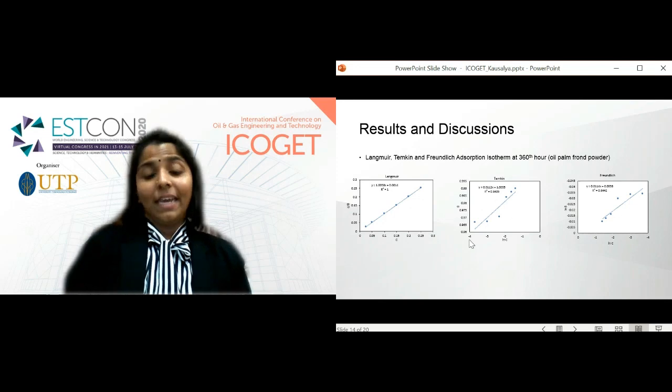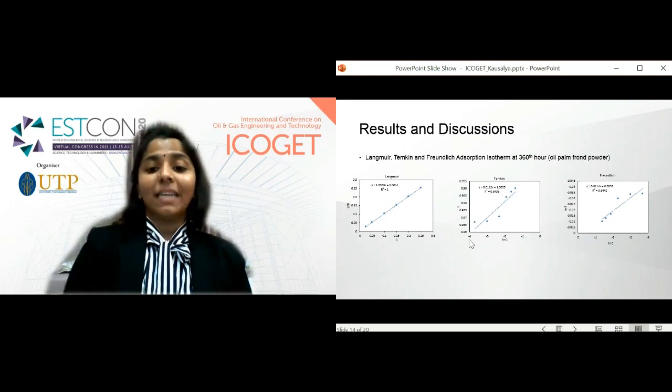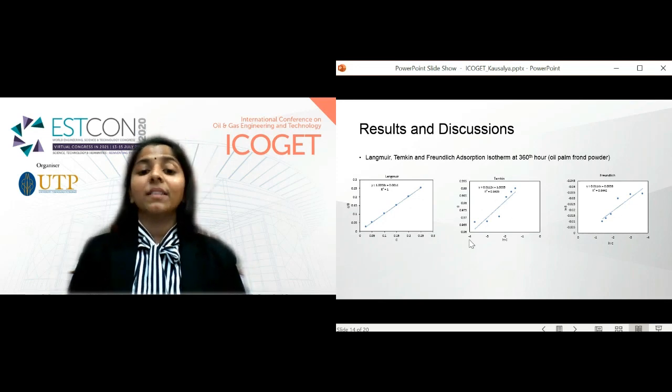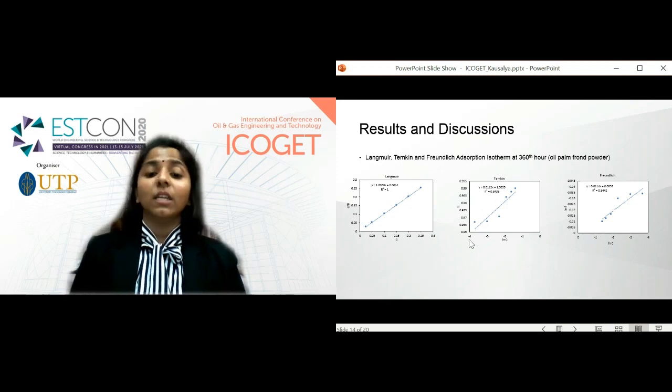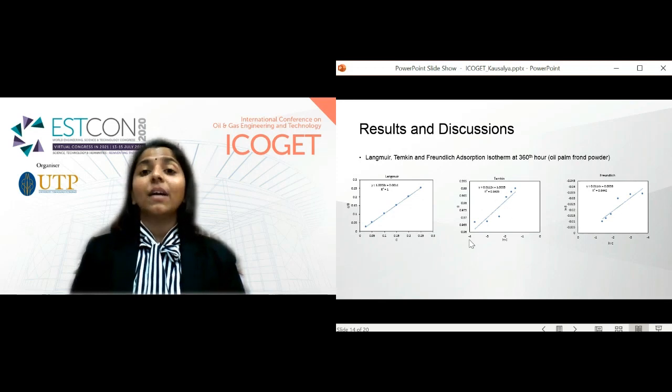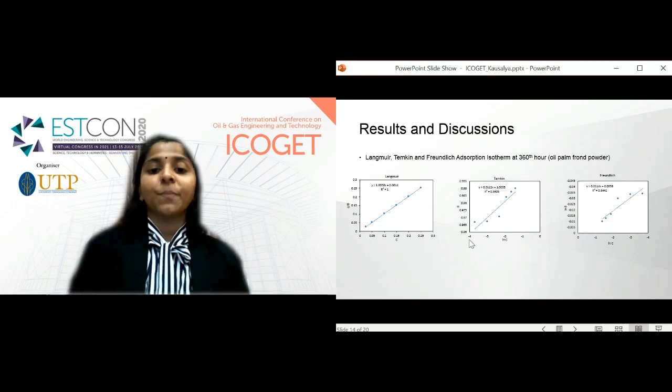The value of K actually indicates the effectiveness of the inhibitor molecule adsorption, where the value of K obtained for the empty fruit bunch and also the oil palm frond powder proves a strong inhibitor molecule adsorption on the metal surface and good inhibition efficiency. And the value of Gibbs energy obtained for both of these, they were close to negative 20 kilojoule per mole, which indicated a physical adsorption.